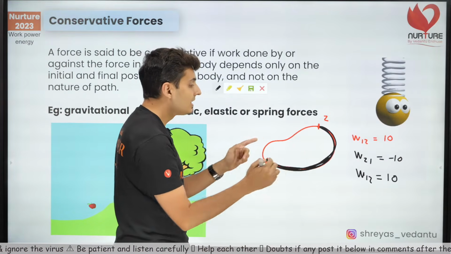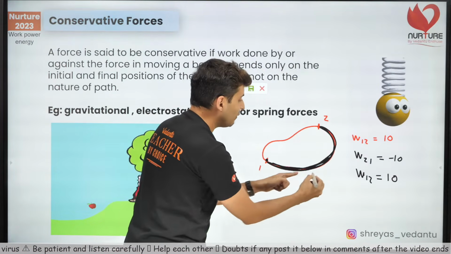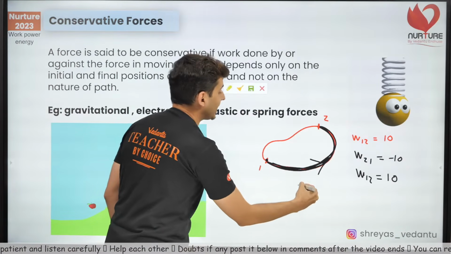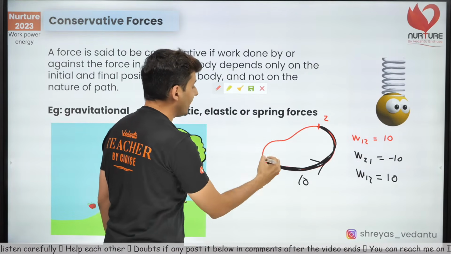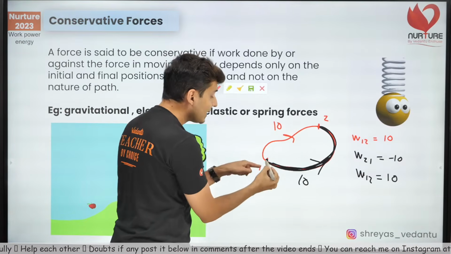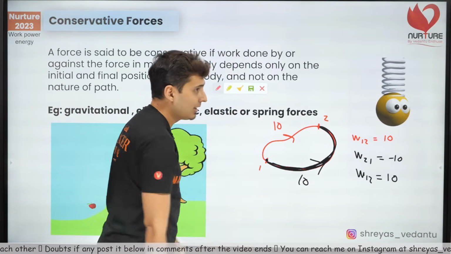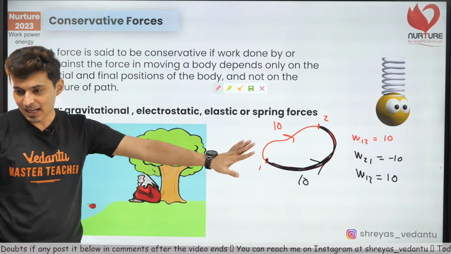So what it means is that if you go from 1 to 2 via that black path, you take 10 joules of work, and if you go via the red path, also you take 10 joules of work. So don't you see, it's independent of the path. As simple as that.